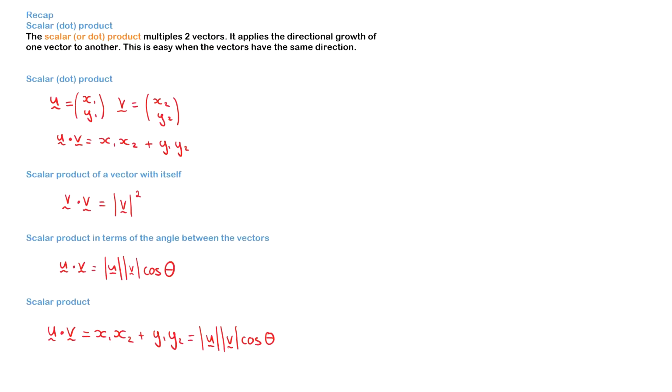To end the video, we'll do a quick recap. Remember, the scalar product multiplies the two vectors together, and it applies the directional growth of one vector to another. On your screen, you can also see the various types of formula you might have to use. It is also important to note that you do need to remember how to find the magnitude of a vector.